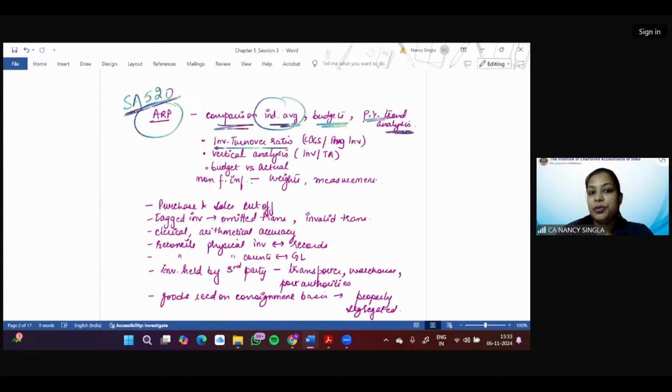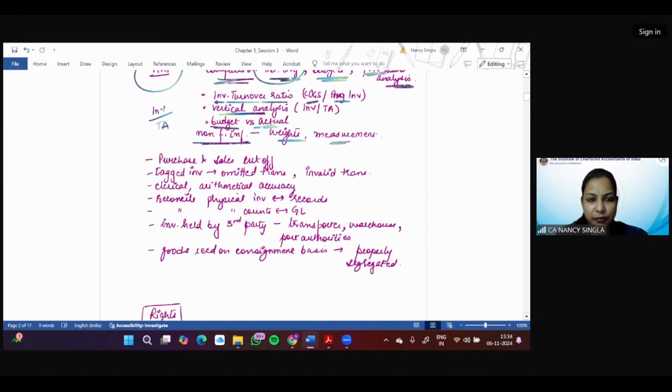He may perform the inventory turnover ratio, which is cost of goods sold divided by average inventory. Vertical analysis is nothing but the inventory amount divided by the total of the assets. Vertically, you are calculating something. He will compare the budgeted amount with the actual amount, and the non-financial information also he'll compare, like the weights and the measurement. Simple. These are your analytical review procedures with respect to inventory.